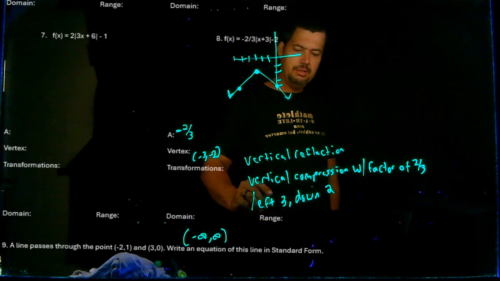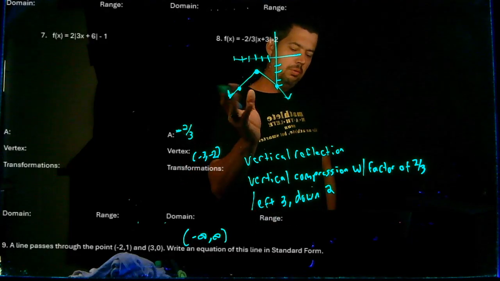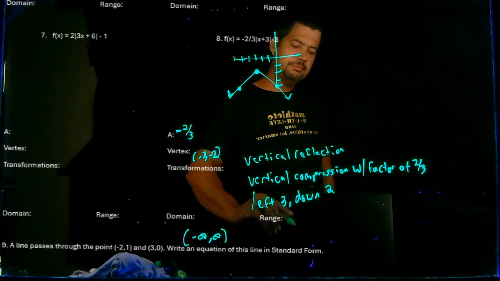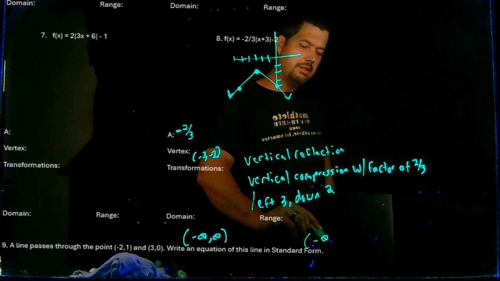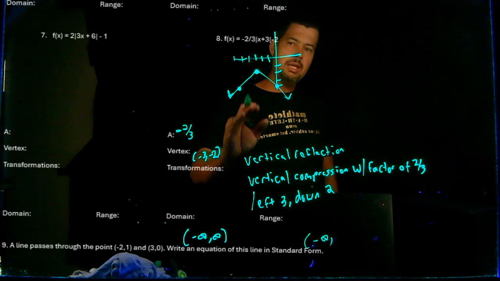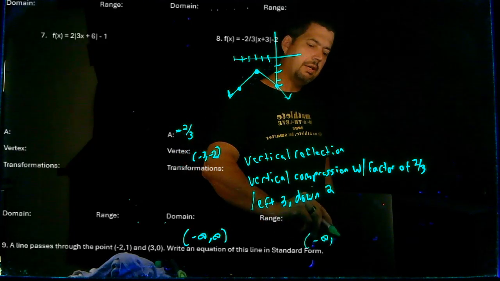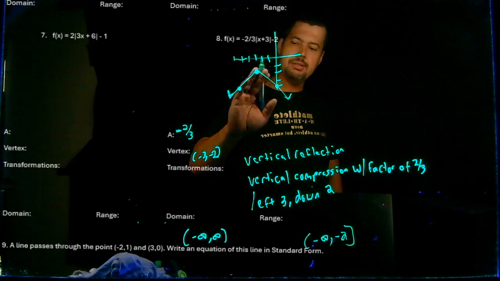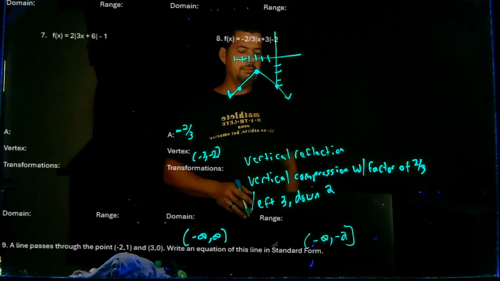Negative infinity to positive infinity. Range on this one, we start low as we move from left to right. So negative infinity. Always encapsulate the infinity symbol with parentheses. And we rise to this high value of negative 2. And that's a solid dot, so I'm going to go ahead and keep that there with a bracket.